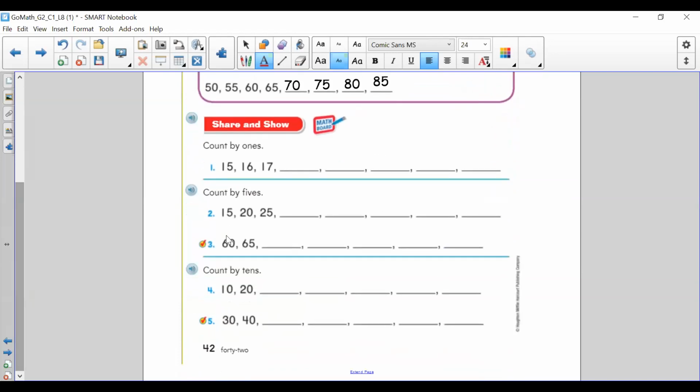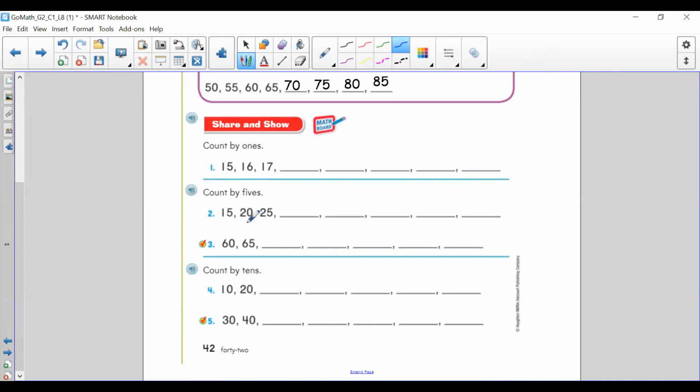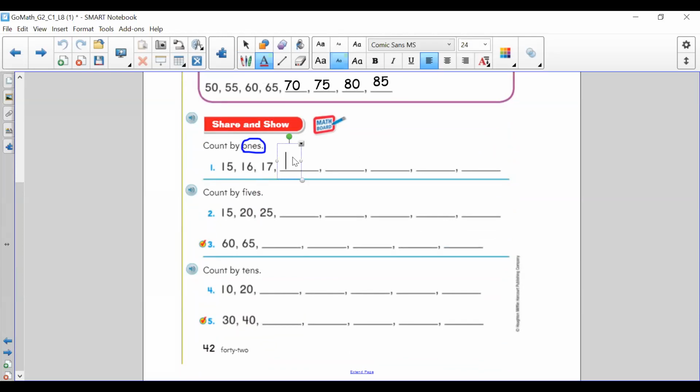So share and show. Let's count by ones. 15, and make sure that we pay attention. Counting by ones. So I'm going to underline that so we know or circle it. We're counting by ones. 15, 16, 17, 18, 19, 20, 21, 22. And see, we started at 15 and we can do that.